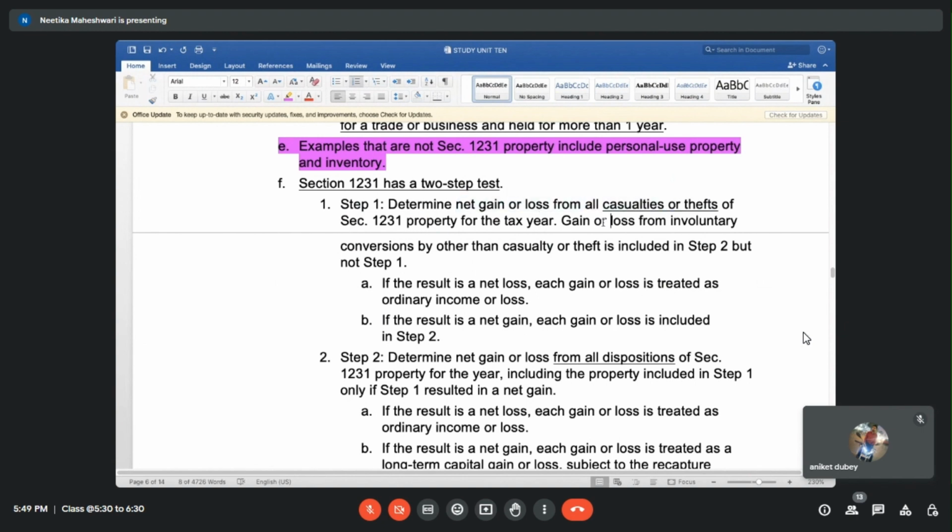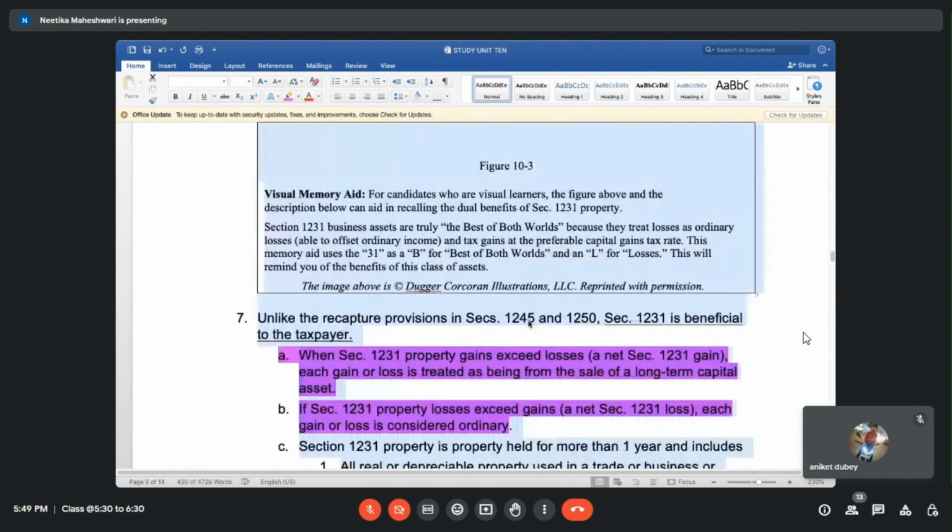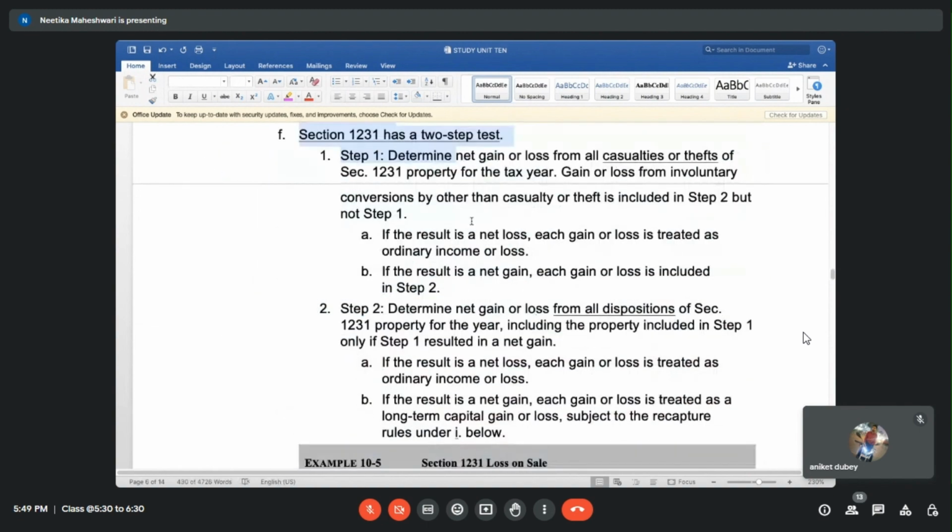What we'll do is we will take all the net gains or losses and any involuntary conversion, that means the business doesn't have a choice, they just have to convert their property into something based on some ruling or some notices, and they may have to bear some losses on that. Okay, so let's just see this. If we are taking all the net gain and loss from casualty or thefts, and if the result is a net loss, each gain or loss can be treated as ordinary income.